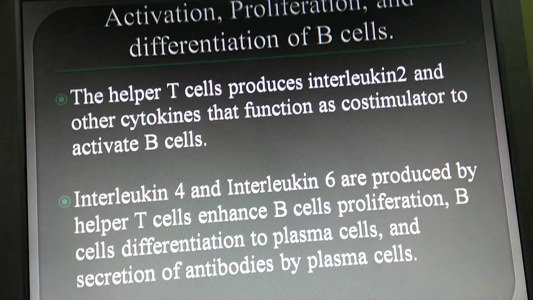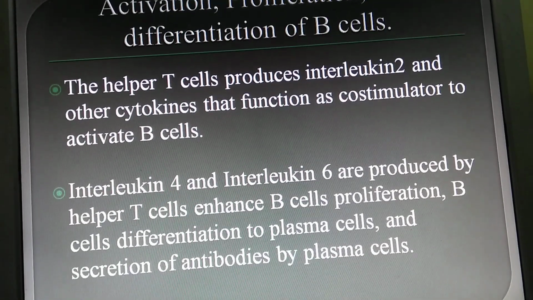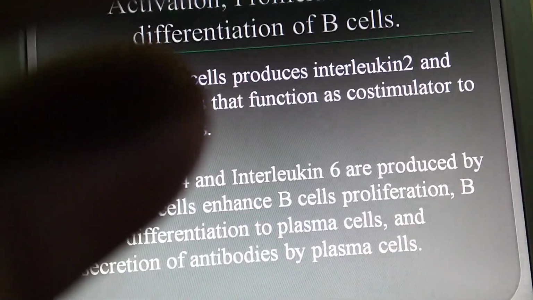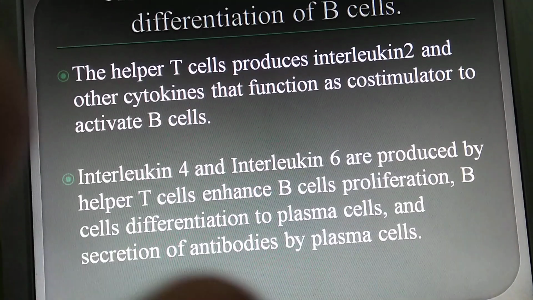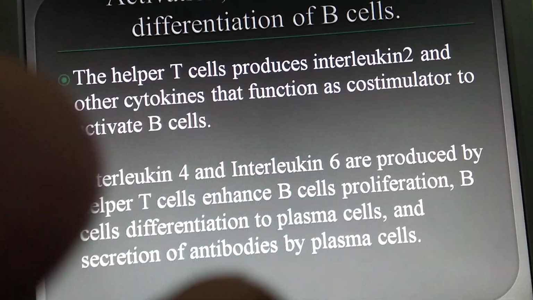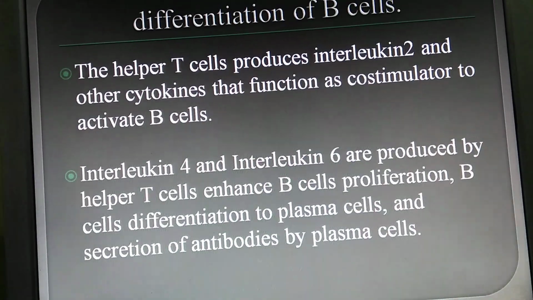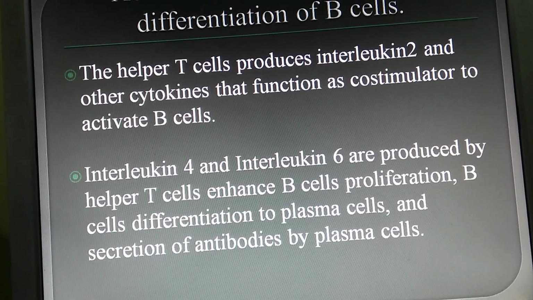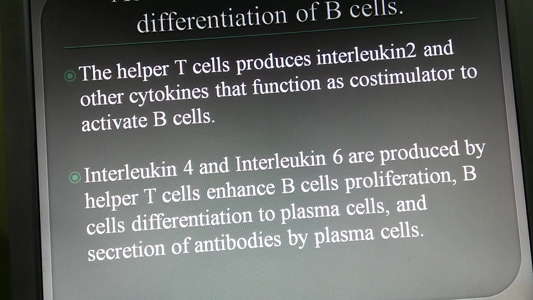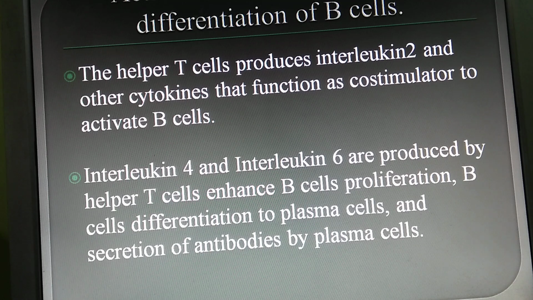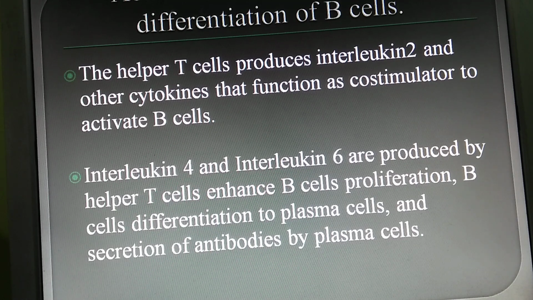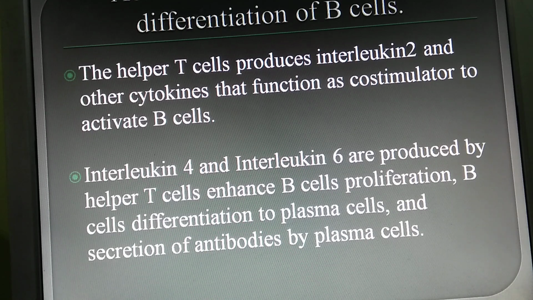Now, the helper T cell produces interleukin 2 and other cytokines that function as costimulators to activate B cells. Interleukin 4 and interleukin 6 are produced by helper T cells, and they enhance B cell proliferation, B cell differentiation to plasma cells, and secretion of antibodies by plasma cells.